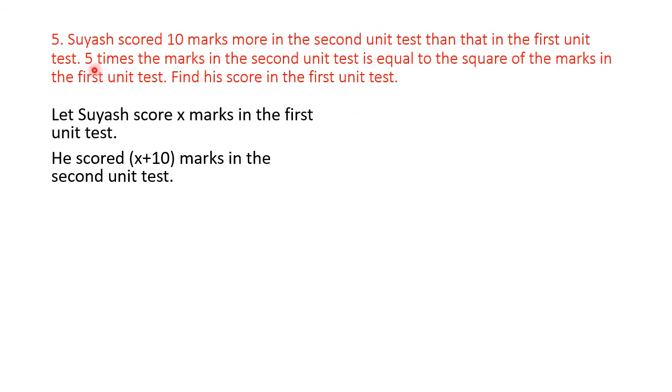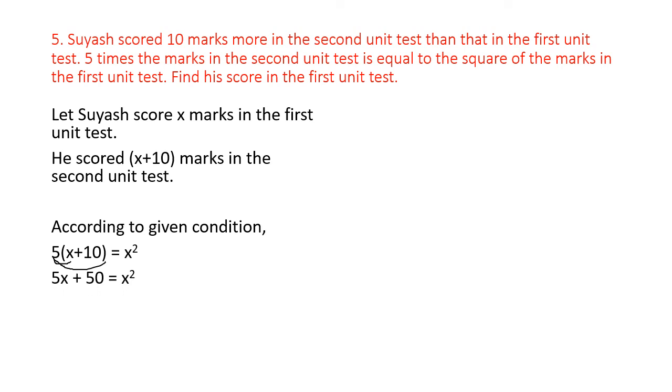What is given? 5 times the marks in second unit test. 5 times. So 5 times means 5 into x plus 10. Yeah, 5 times the marks in second unit test. So according to the given condition, 5 into x plus 10 is equal to square of marks in first unit test. Square of marks in first unit test. In the first unit test he got x marks, so its square will be x square. Now we just have to open the brackets. 5 into x will be 5x and 5 into 10 will be 50 is equal to x square.